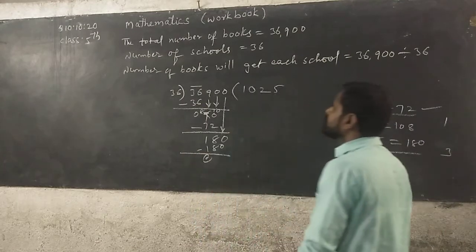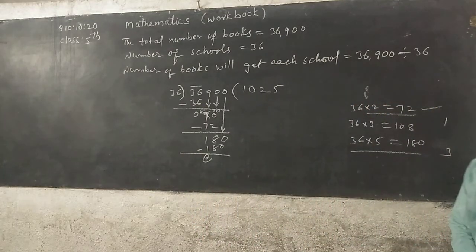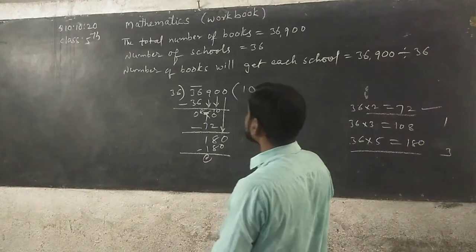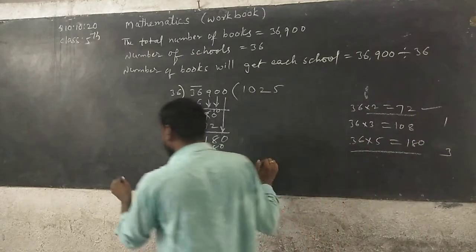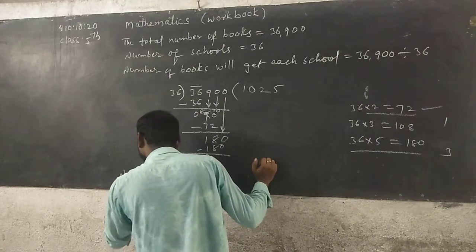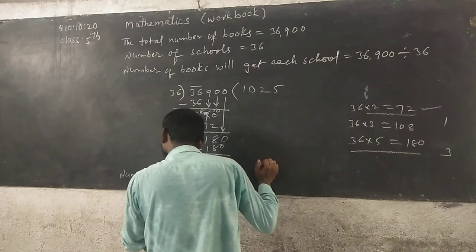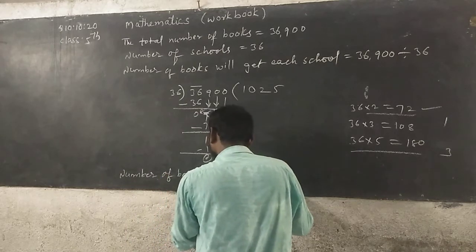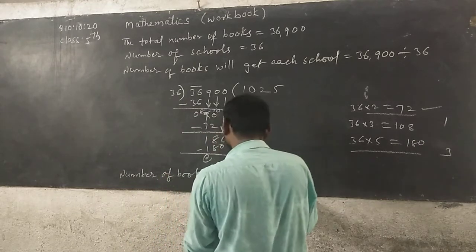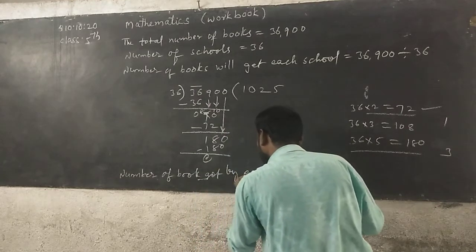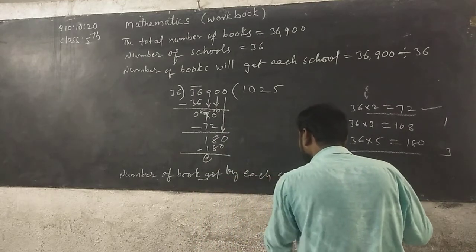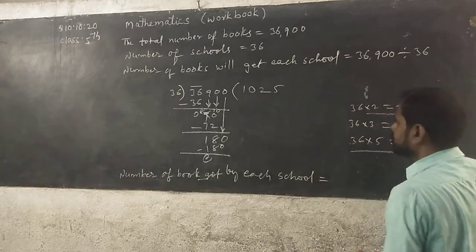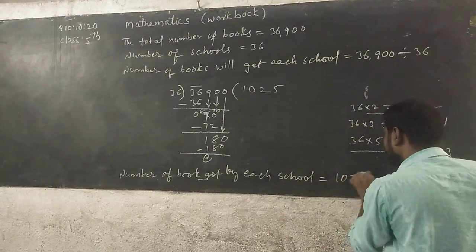So the number of books got by each school is equal to 1025 books.